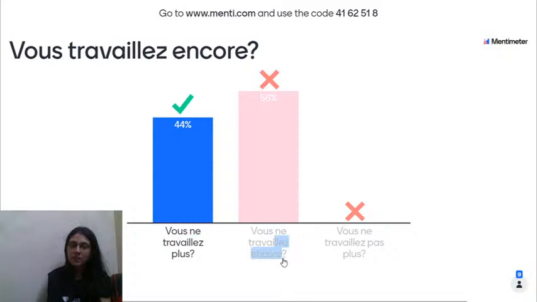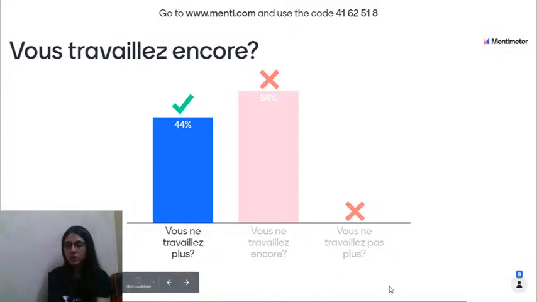So vous ne travaillez plus is the correct answer. Vous ne travaillez encore. So here there is no pas, there is no negative word, there is encore again in the negative form which is incorrect. So encore will always change to plus. And third one, yes, no one voted for this one. So vous ne travaillez plus is the correct answer, which 44% people have got it right.